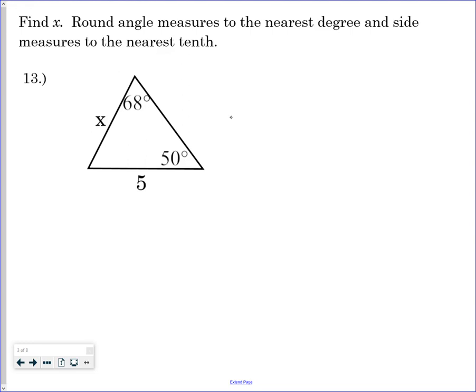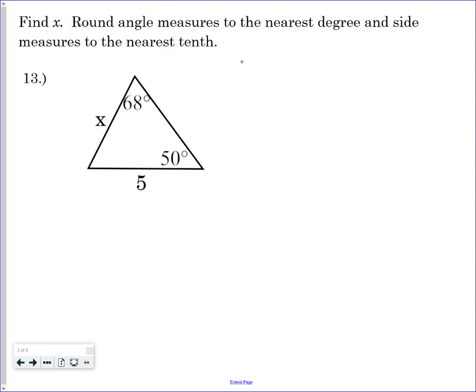Find x. Round angle measures to the nearest degree and side measures to the nearest tenth. Does everybody understand this is not a right triangle? We can't do anything we've done before today. Can't do SOHCAHTOA, can't do 30, 60, 90, not a choice, okay? So if you want to look at it this way, I have angle, angle, side, right? If you remember that, great. If you don't, it's okay. You don't have to know that today, all right?